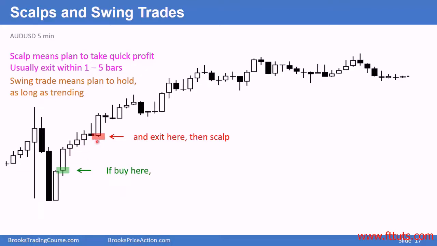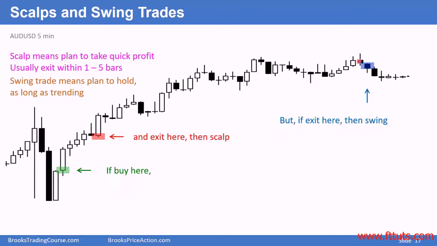I did not allow any pullbacks. I get out within 1, 2, 3, 4, 5 bars, and it did not matter to me that the trend continued. If I buy here and get out a few bars later and did not allow pullbacks, that's a scalp. On the other hand, what happens if I exit up here or up here?